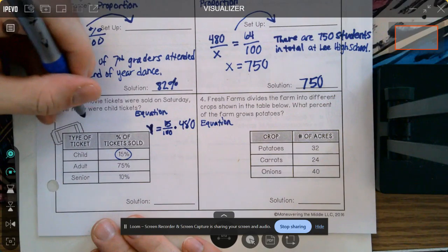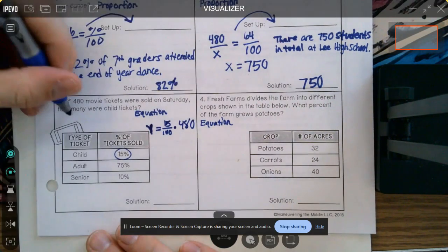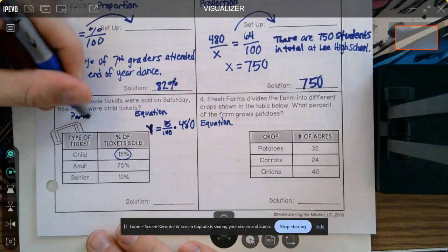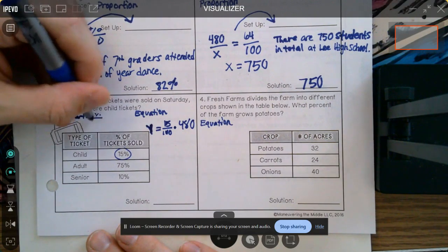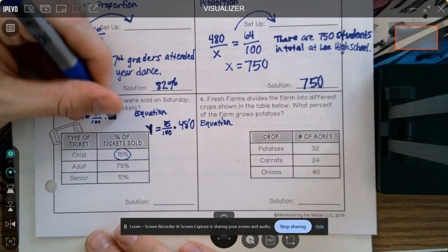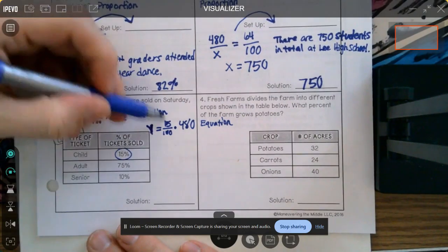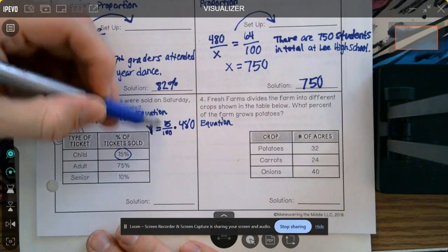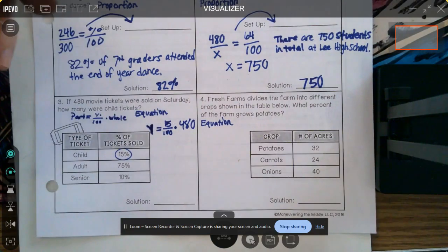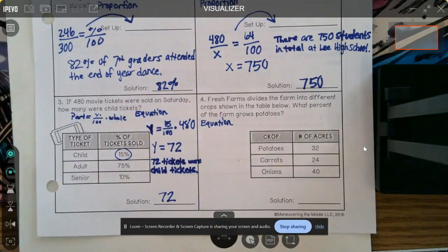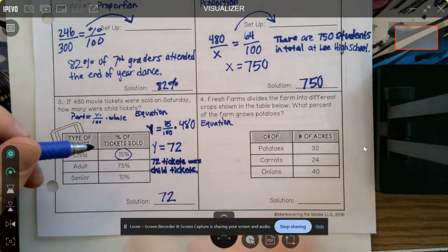Again, I'm going to write here the equation again in case you don't want to have to keep looking back up there. Part equals percent divided by 100 times whole. Go ahead and pause the video and do this calculation: 15 over 100 times 480. All right, so here's your answer solution. You get 72. So 72 tickets were child tickets.